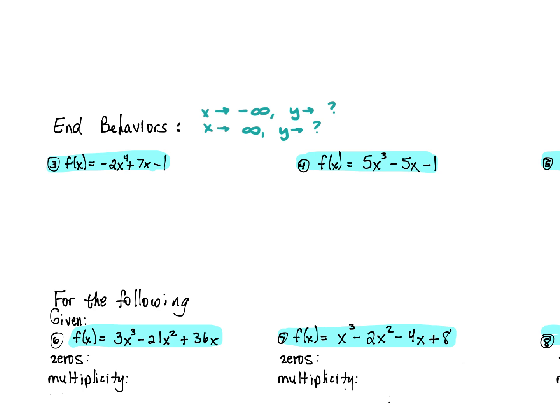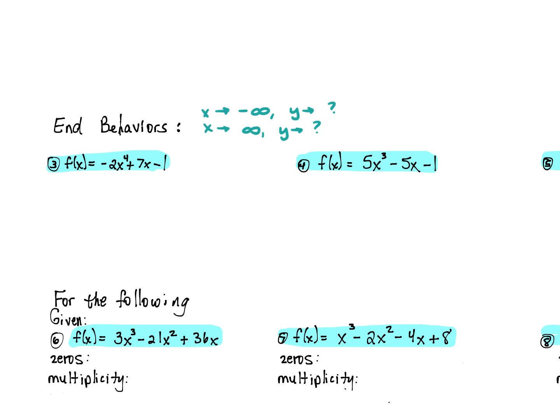Remember with these, you're looking at not only the power, but also your a term. So make sure that these are in standard form first, then look at the highest power. The highest power tells you what type of graph this is. If it's an even power, so 2, 4, 6, 8, so on, it's going to be a parabola, so it looks like a U. If your a is positive, it opens up. If your a is negative, it opens down.